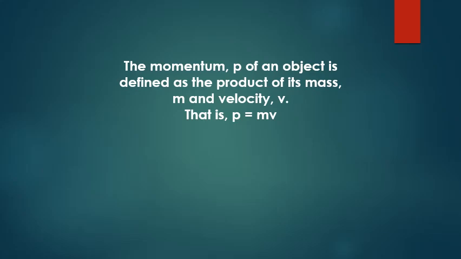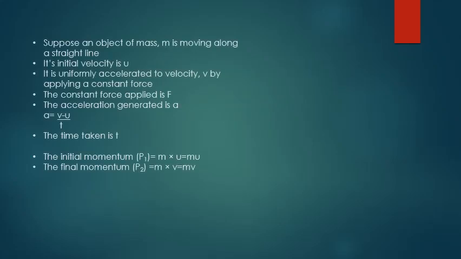Now we'll do the mathematical formulation of the second law of motion. Just think that an object of mass m is moving along a straight line. The mass of that object is m. Its initial velocity is u. It is starting from a velocity u, and some force is applied on it. Let's call it F. So F amount of force is applied on it.